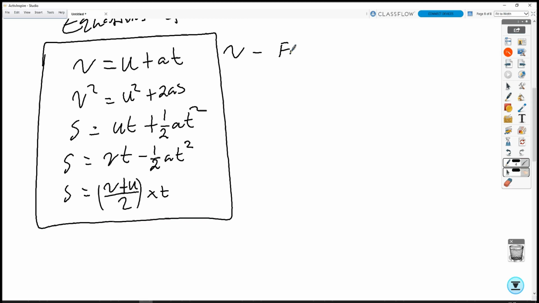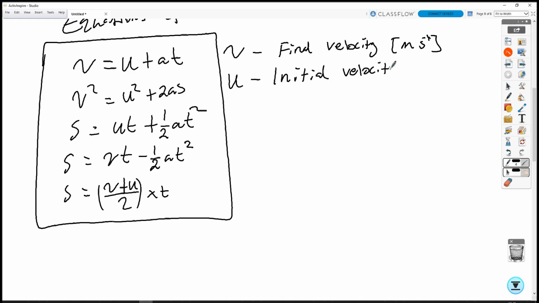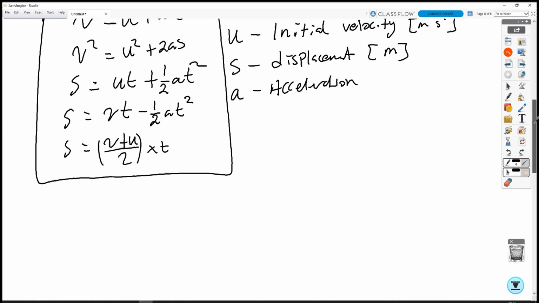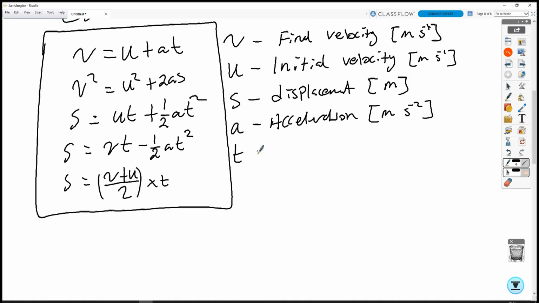So v is the final velocity measured in meters per second. u is initial velocity measured in meters per second. s is displacement measured in meters. a is acceleration measured in meters per second squared. And t is time measured in seconds.